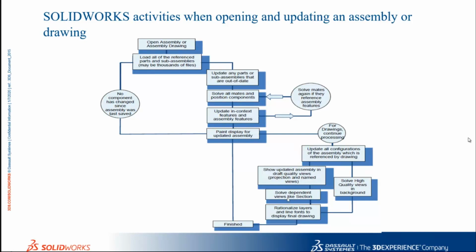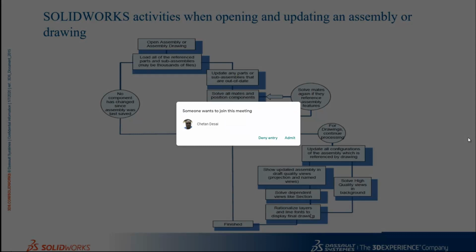updates views, section views which are dependent on other views. So these dependent views are updated. Then rationalize the layer and font size, line font to display the final drawing. At last it updates the lines and fonts and all the things. So all this process happens in the background if you open a drawing or an assembly.